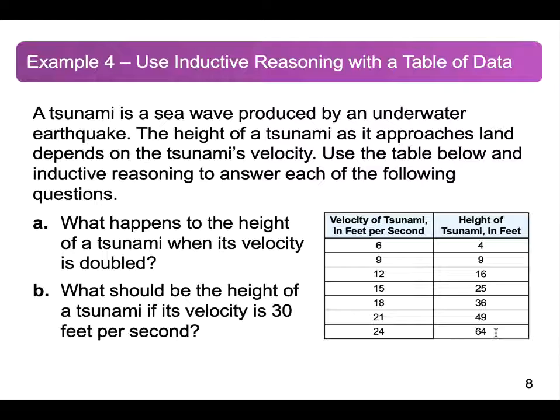We could then use our conclusion to do part B. What should the height of the tsunami be if the velocity is 30 feet per second? Well, I do know that 15 is 25 feet tall. Since my pattern says that it's going to be quadrupled, I take that 25, multiply by 4, and I would predict the height to be 100.